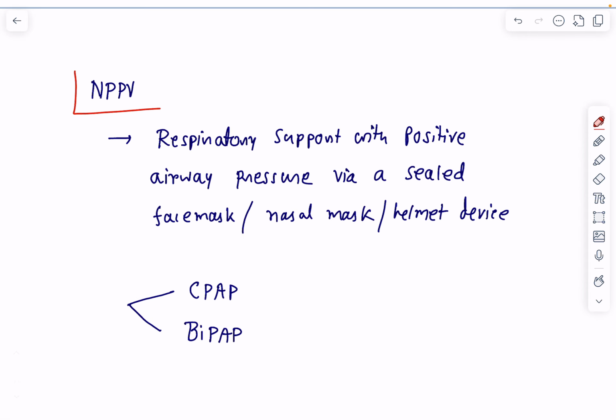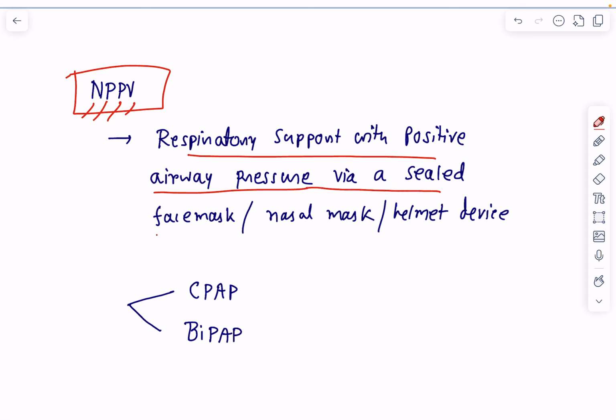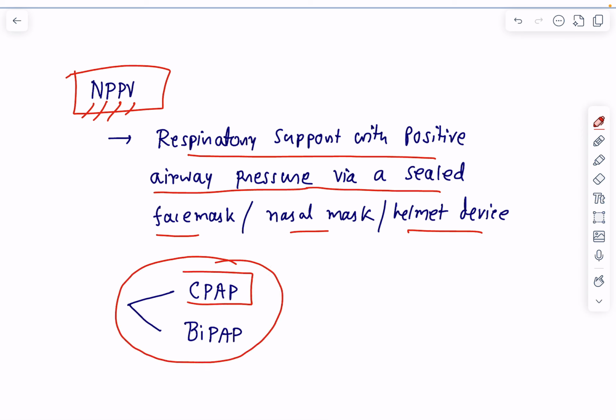Lastly, NPPV, that is non-invasive positive pressure ventilation. Now, it can provide respiratory support with positive airway pressure, as the name suggests, positive pressure ventilation. It can provide positive airway pressure with the help of a sealed face mask or maybe a nasal mask or a helmet device. Non-invasive positive pressure ventilation can be of two types, that is continuous positive airway pressure and bi-level positive airway pressure. I'm going to discuss NPPV in the upcoming classes.